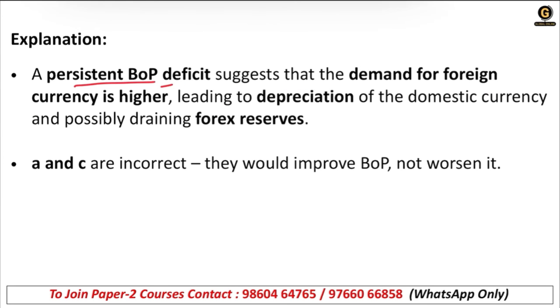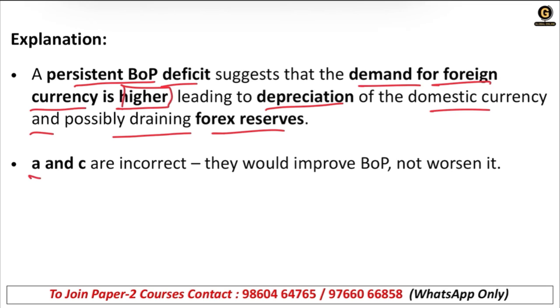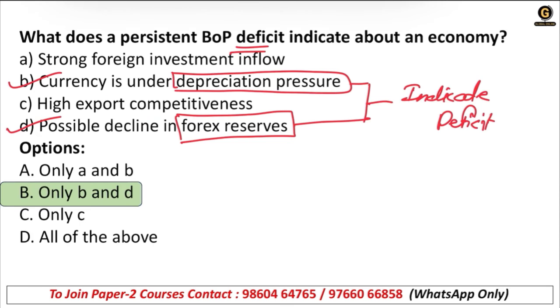A persistent BOP deficit suggests that the demand for foreign currency is higher, leading to depreciation of the domestic currency, possibly draining the forex reserves. Correct. A and C are incorrect. They would improve BOP, not worsen it. Correct. Like strong foreign investment inflow, obviously it will increase the BOP.